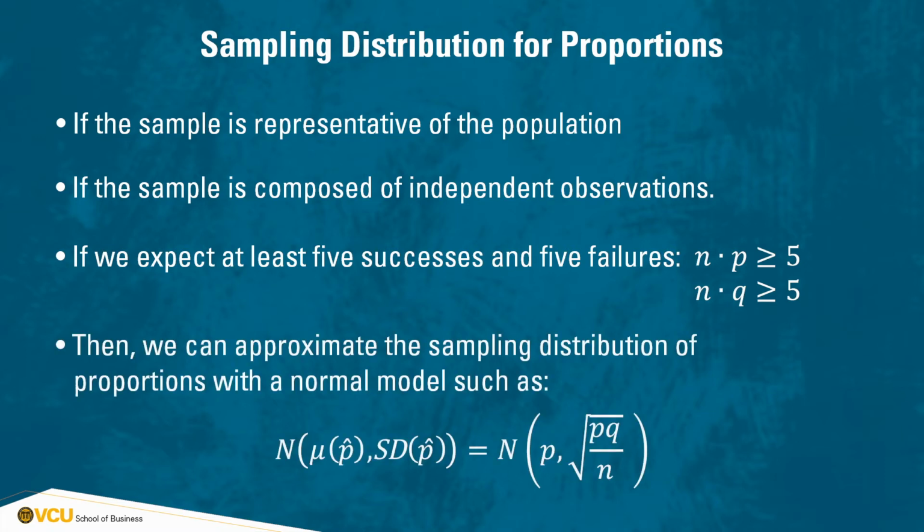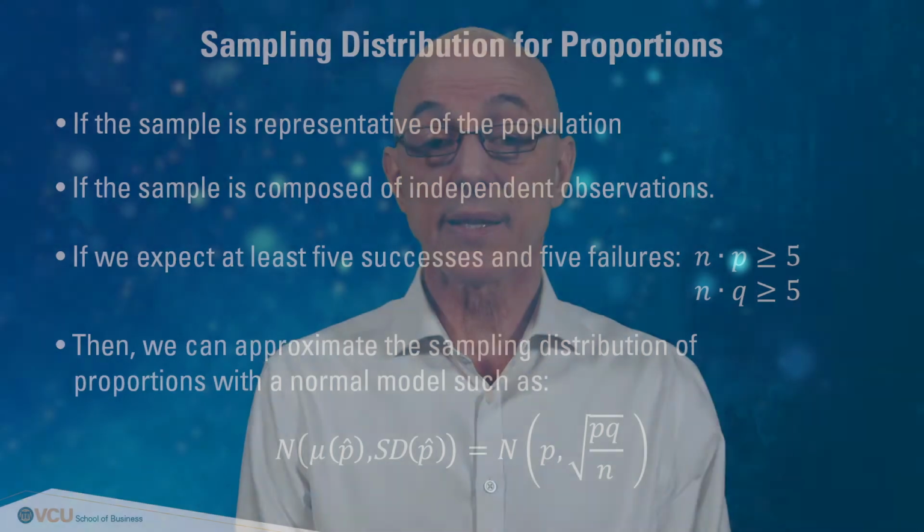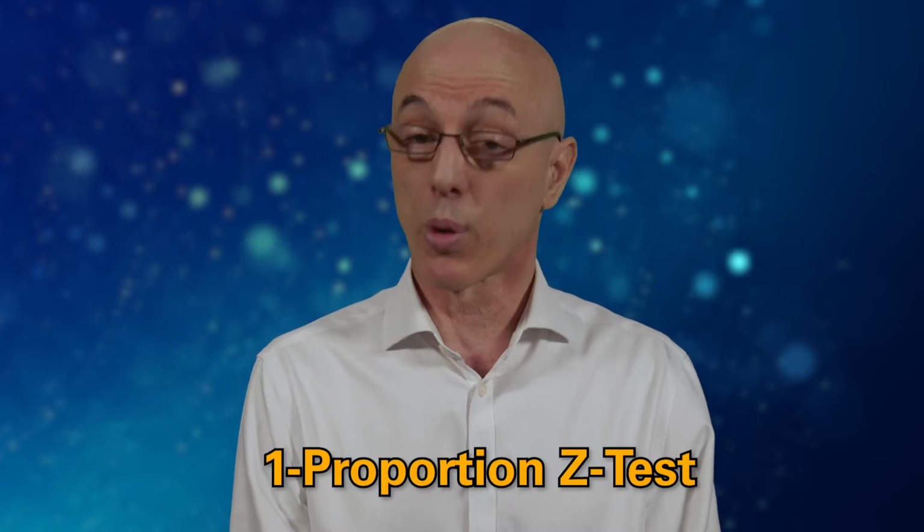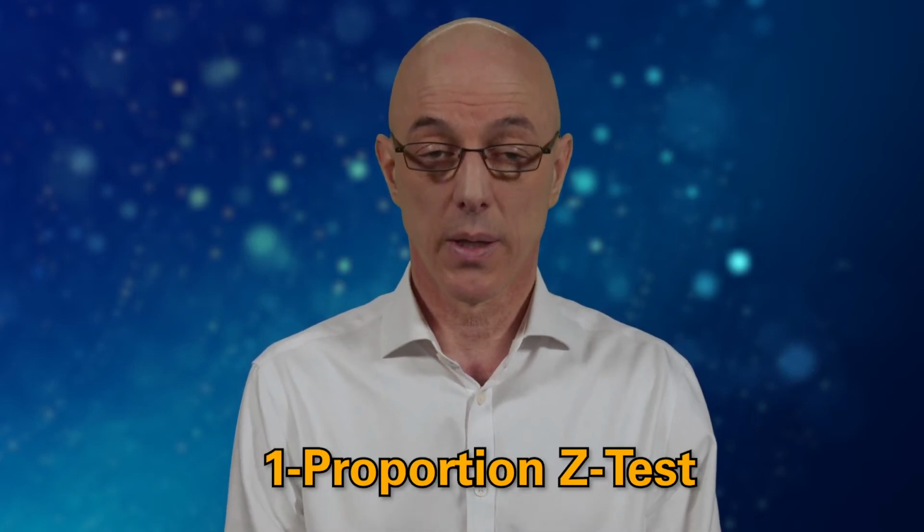This sampling distribution will be centered around the population proportion and will have a standard deviation given by the square root of the population proportion of successes times the population proportion of failures divided by the sample size. Let's now learn how to conduct hypothesis testing on a population described by the proportion of a categorical variable. We call this test the one-proportion z-test.